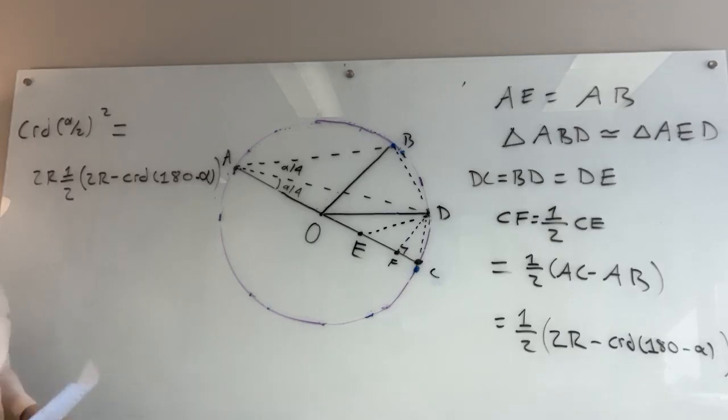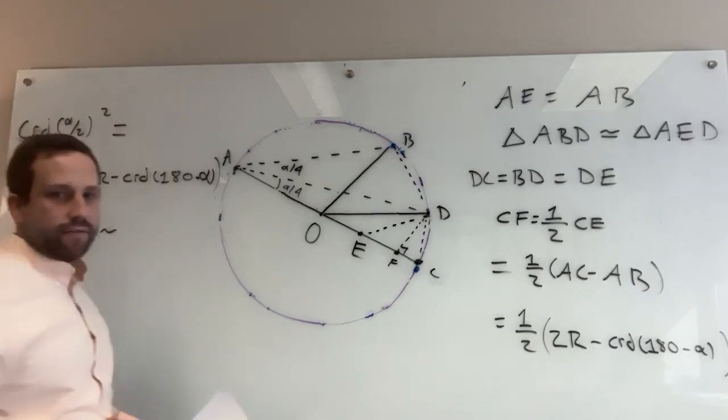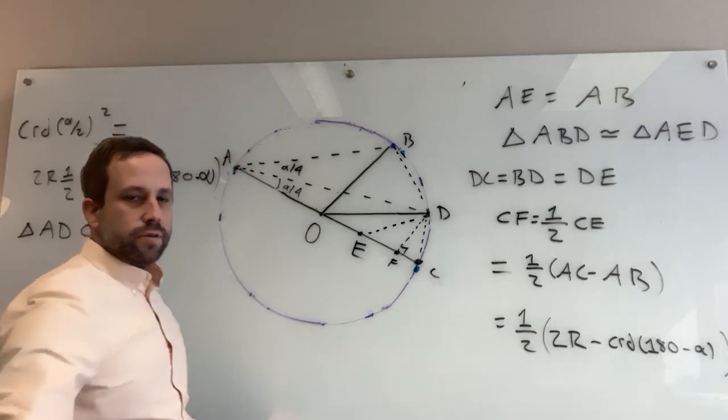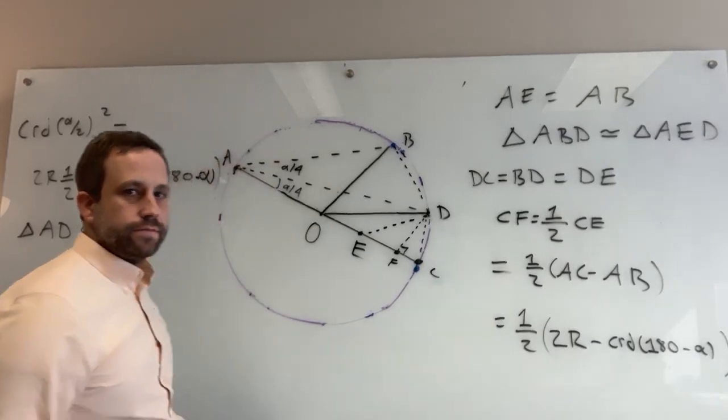Okay, so now here's where we're going to use this fact about the triangles. The claim is that triangle ACD, triangle ADC, is similar to triangle DCF. Triangle ACD is similar to triangle DCF.